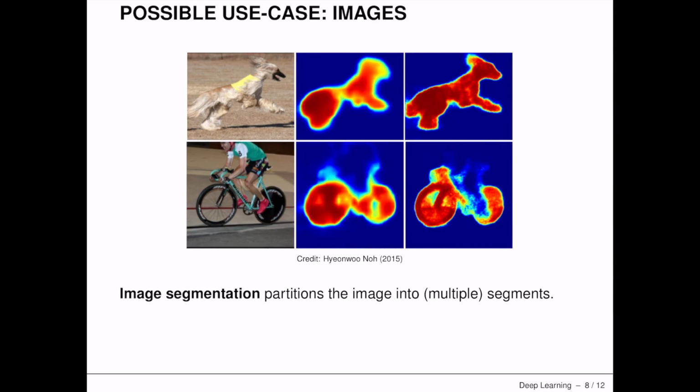Another image-based task is image segmentation. That is, given an image, we would like to find out which segments of the image belong to the object shown. For example, here, these segments belong to the dog shown on the image.